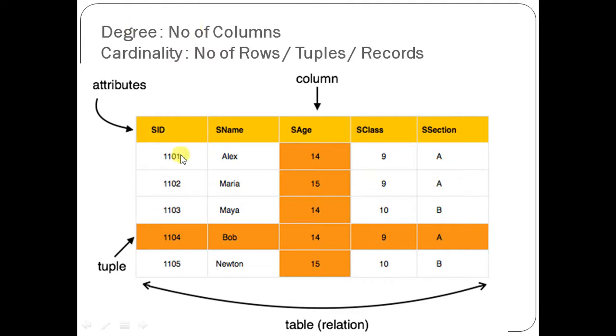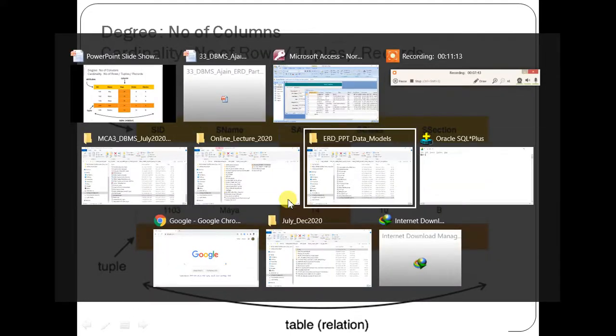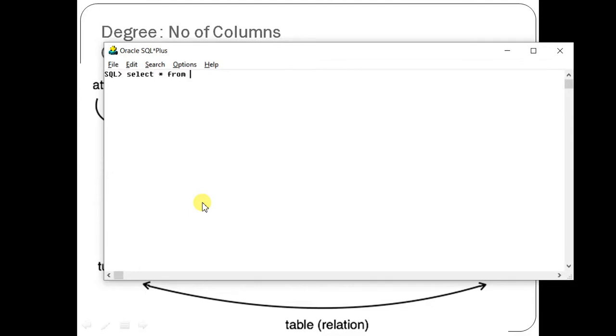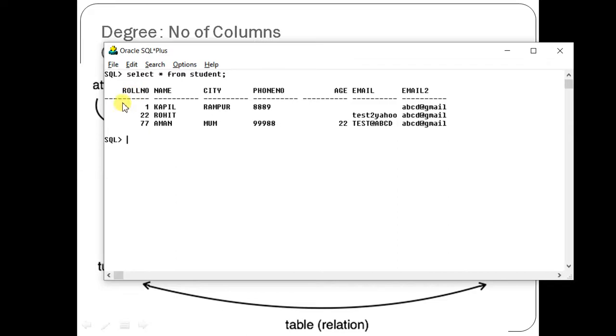The number of rows, records, tuples in a table is called cardinality. Degree is the number of columns in a table: 1, 2, 3, 4, 5. So 5 is the degree of this table, and similarly the cardinality of this table is also 5. Now, if we see another table, for example, select star from student, you can see the cardinality is 3 because the number of rows is 3, and the degree is 1, 2, 3, 4, 5, 6, 7. So 7 is the degree of this table. So what is degree?